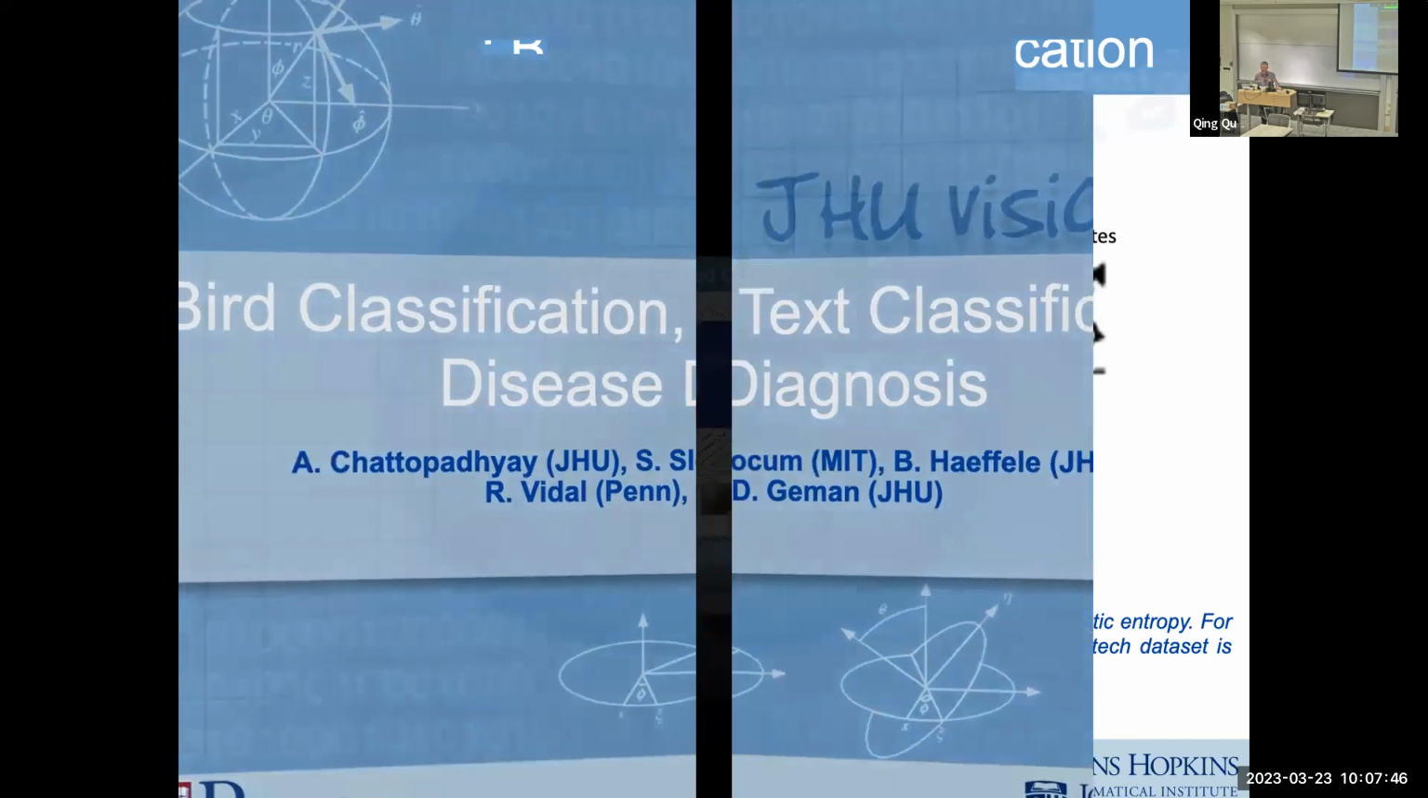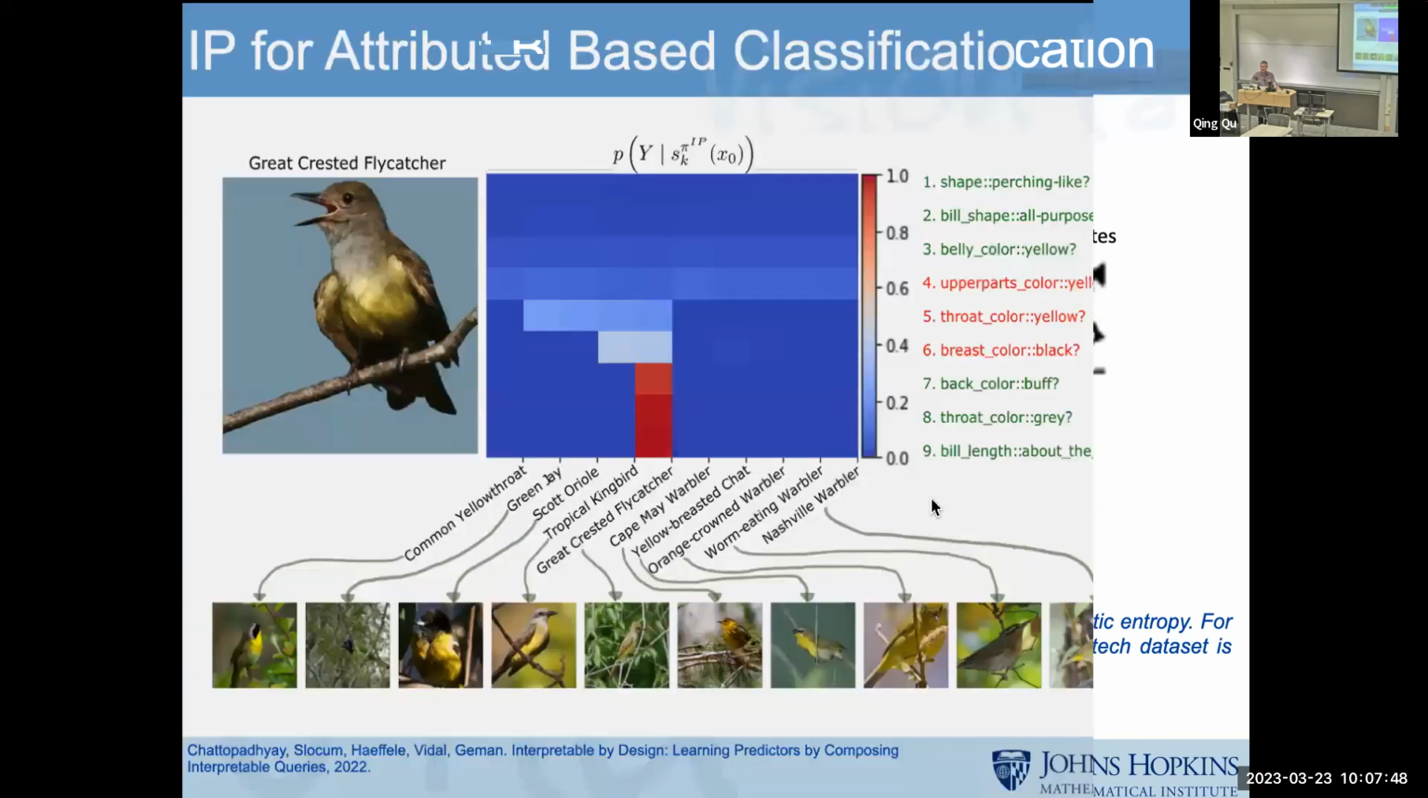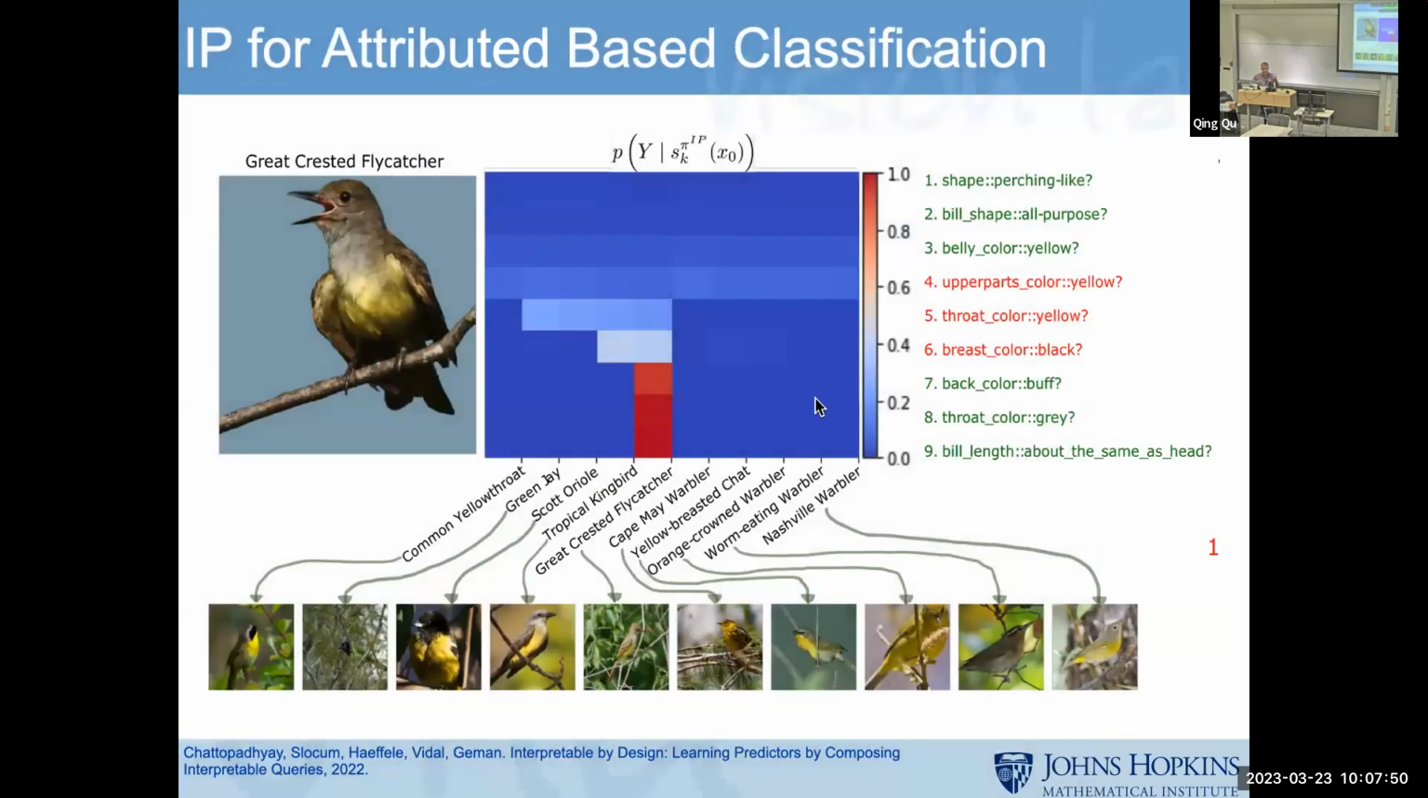Okay, the bird example, just one example here, but we did it for all images, so we have the results for all of them. It's the same idea. First question: is the shape perching-like? Green means yes. Upper parts color yellow? Red means no. But the belly color is yellow, but the upper part is not. Okay. And 1, 2, 3, 4, 5.